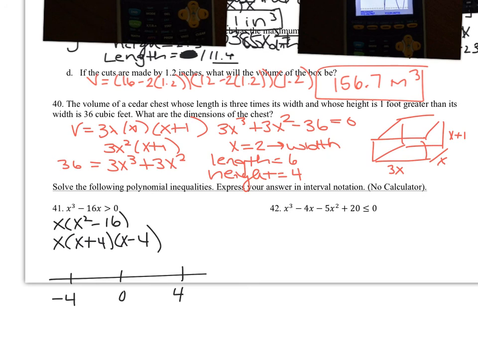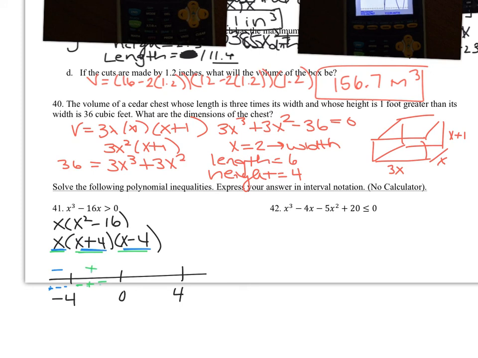So now I have to test values. I want to pick a value to the left of -4, so let's pick -5. If I plug -5 in there, it'll be negative, negative, negative, which makes negative times a negative times a negative a negative. If I pick a number between -4 and 0, let's pick -1. If I plug -1 in here, it will be negative. There, it will be positive. There, it will be negative. Negative times a negative is a positive.